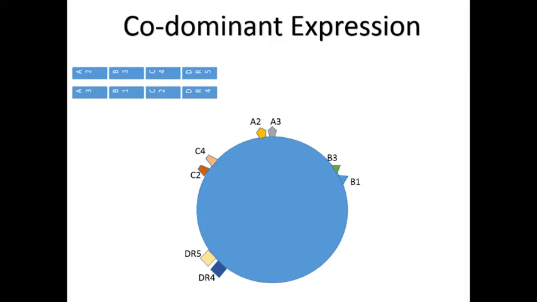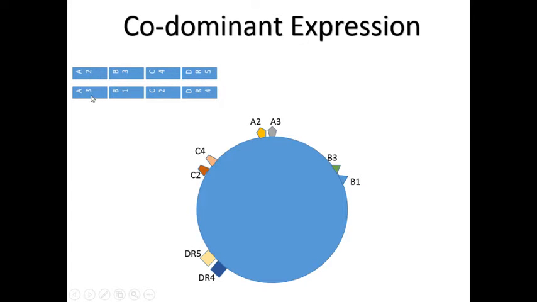Okay, now this is a codominant expression. I have taken the haplotypes of the father as an example to demonstrate codominance here. Now this A, B and C is the class 1 MHC, and the DR is the class 2. I have skipped DQ and DP for simplicity's sake.